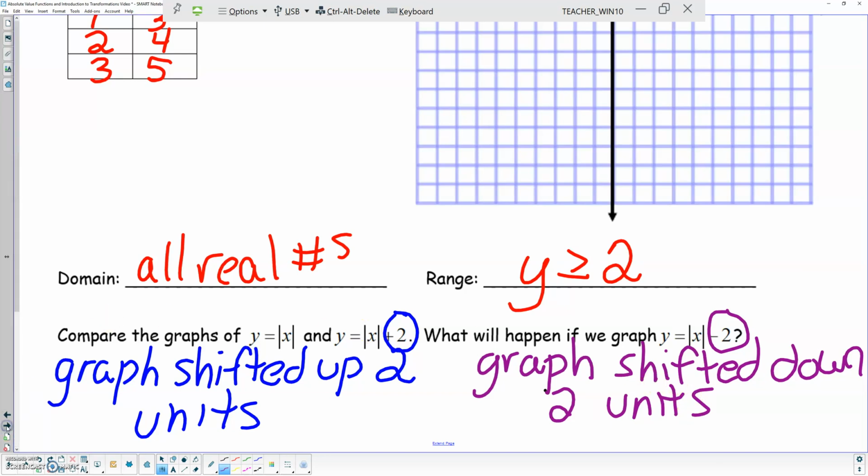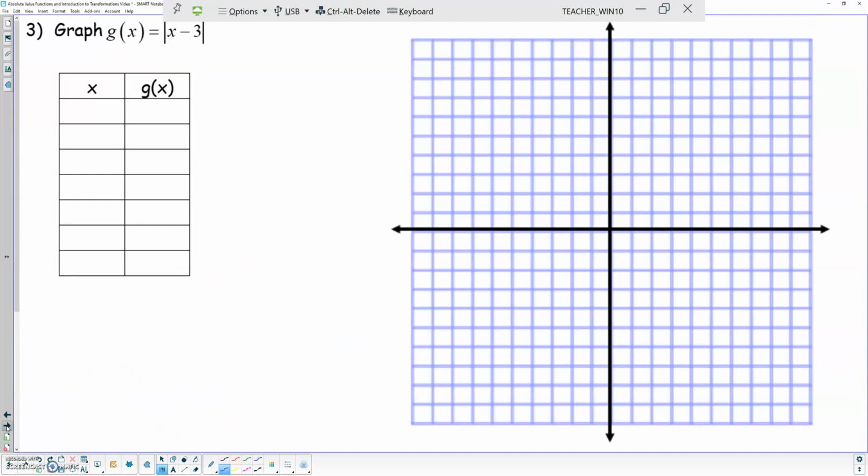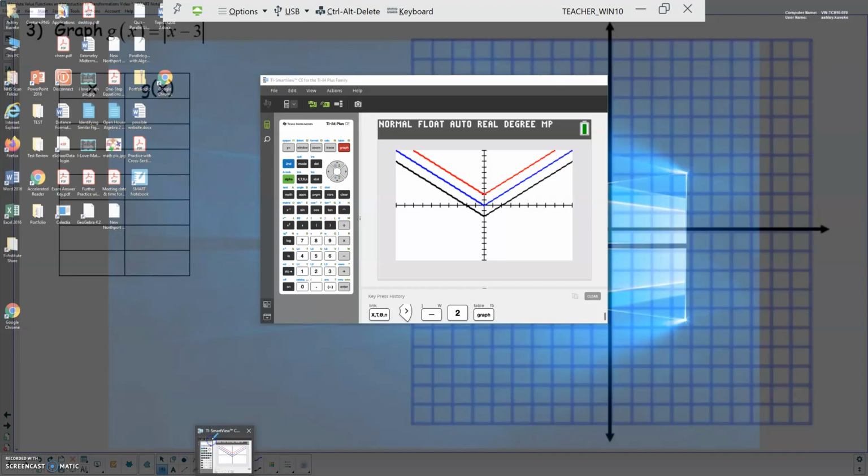So let's go to the next example. So in the next one, we want to graph g of x equals the absolute value of the quantity x minus 3. All right, so you'll notice in this example, the minus 3 is inside of the absolute value bars, or we say sometimes that's inside the function's argument. Okay, so we're going to go back to our calculator.